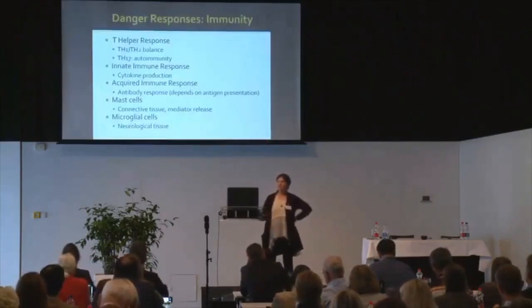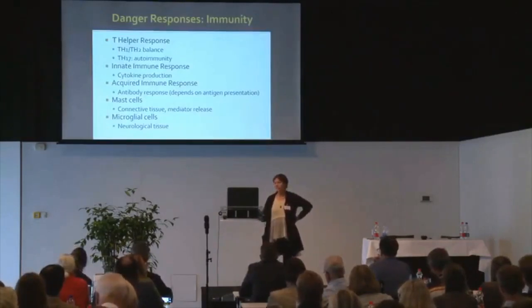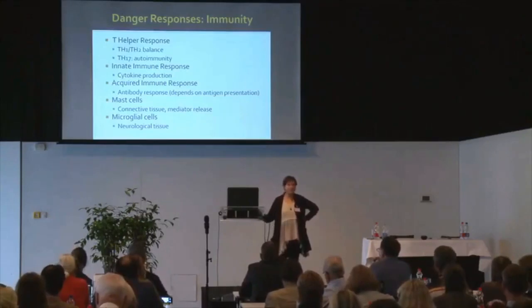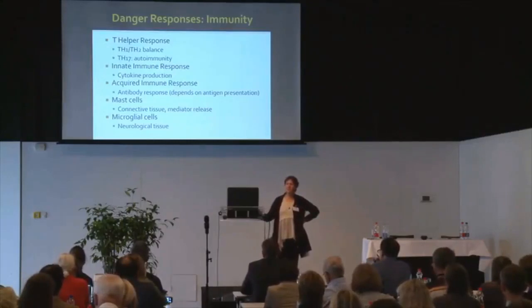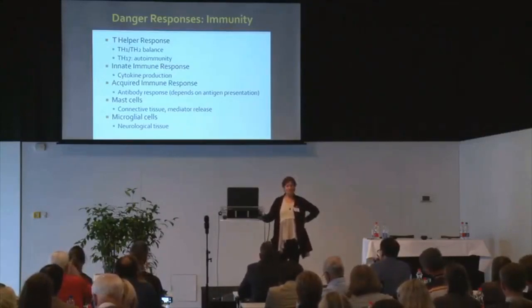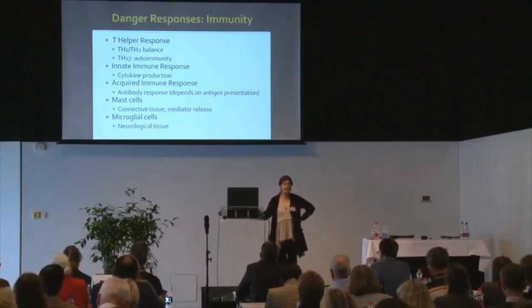So in immunity, what we see is T helper cell responses. I think Paul did a lovely job describing Th1 and Th2 immunity as well as Th17 autoimmunity. The innate immune response really isn't very elegant. It's a slam it down as quickly as you can, a lot of cytokine production, whereas the acquired immune response is where we make antibodies, and that relies on antigen presentation.